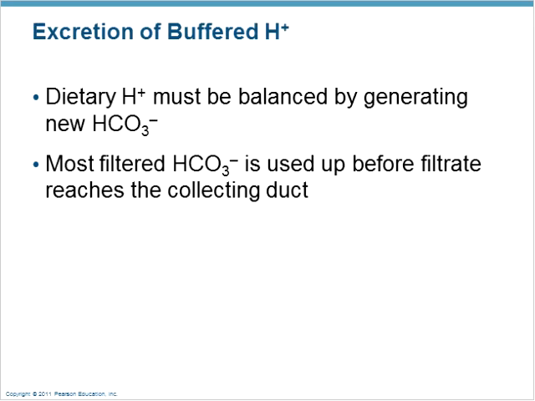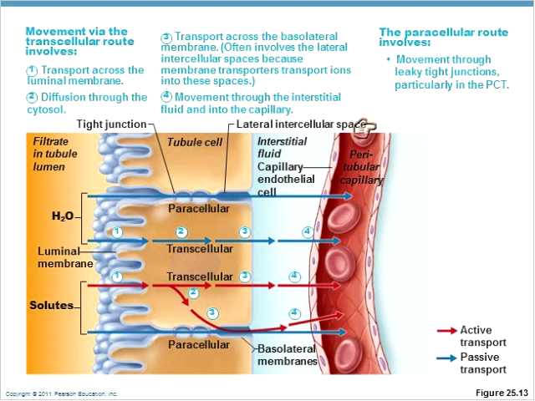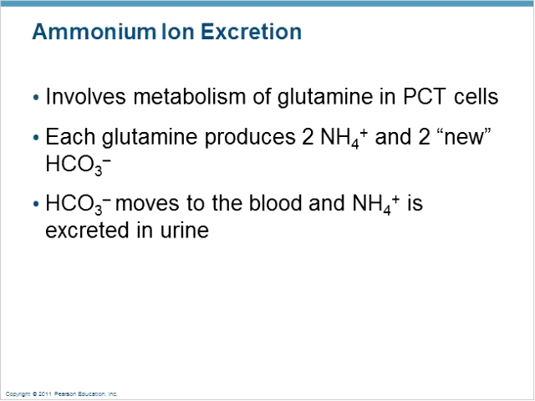The excretion of buffered hydrogen, dietary hydrogen, must be balanced by generating new bicarb. Most filtered HCO3 is used up before filtrate reaches the collecting duct. So it's just a way of excreting that buffered hydrogen. Intercalated cells actively secrete hydrogen in the urine, which is buffered by phosphates and excreted. The generated new bicarb moves into the interstitial space via the transport system and then moves passively into the peritubular capillary blood. This goes through that same process we just talked about.